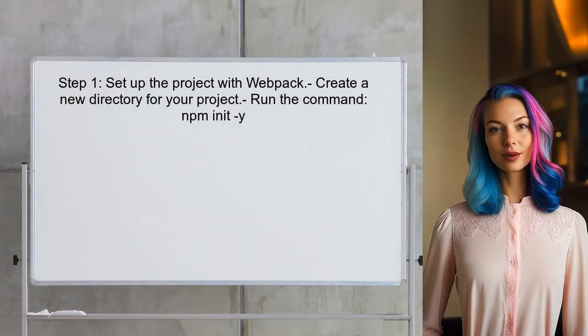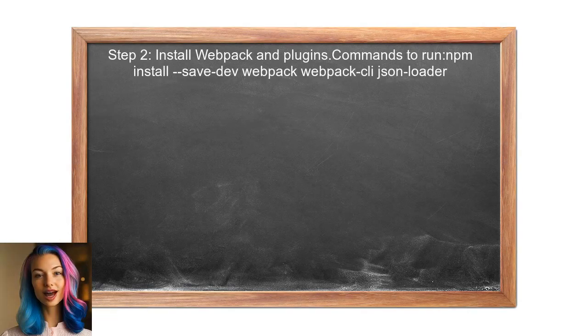To begin building the manifest.json file programmatically, the user should first set up their project with Webpack. This involves creating a new directory and initializing it with npm. Next, the user needs to install Webpack and the necessary plugins. This can be done by running a command in the terminal to add Webpack and the JSON loader.